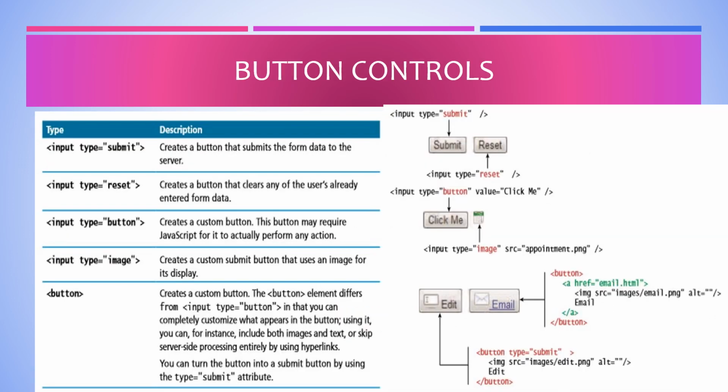Next, button control. Input type equals submit creates a button that submits form data to the server. Input type equals reset creates a button that clears any of the user's already entered form data. Input type equals button creates a custom button. This button may require JavaScript for it to actually perform any action. Input type equals image creates a custom submit button that uses an image for its display.